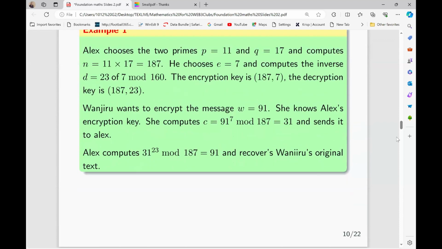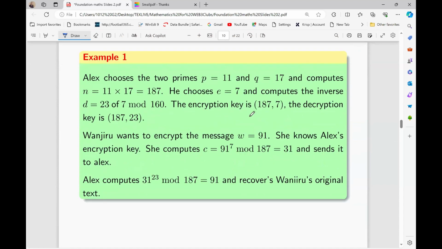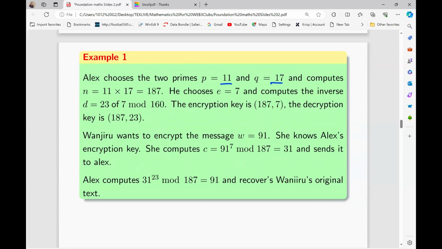Suppose that Alex chooses 2 prime numbers, and Alex decides to choose 11 and 17. So Alex is the one who wants to receive messages from people, and has chosen 2 prime numbers, 11 and 17. What Alex would do would be compute their product. And their product, when you compute this, you get 187.